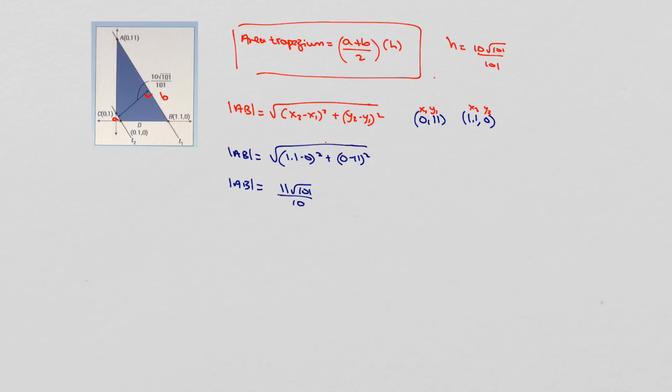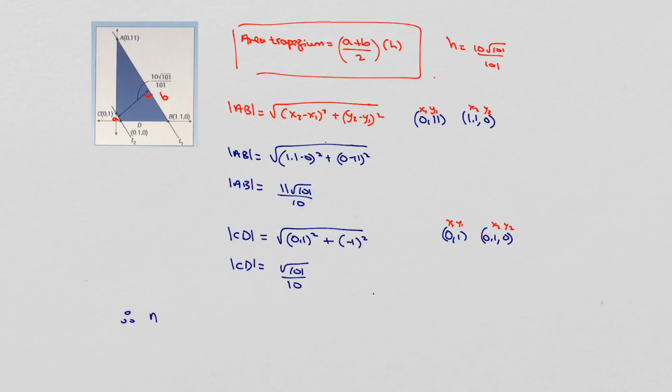And then if I do the same for C to D, well, for C to D, my 2 points are 0, 1 and 0.1, 0. So that's x1, y1, x2, y2. So again, if I sub in, I have x2 minus x1, so that's 0.1 squared, plus y2 minus y1, and that's going to be 0 minus 1 squared. And again, if I put that into my calculator, that gives me root 101 over 10.